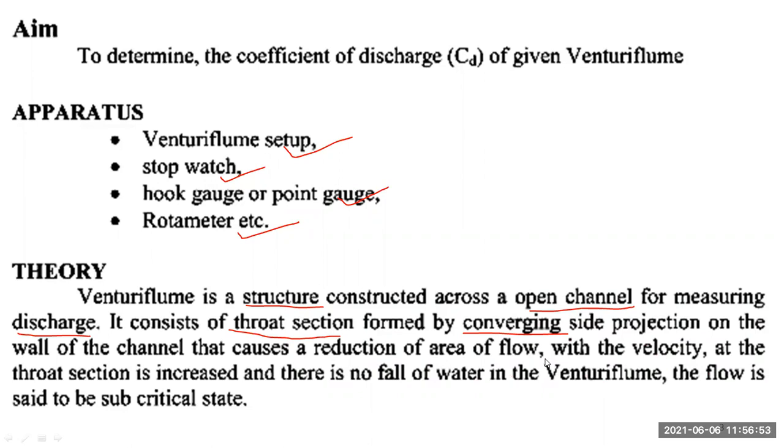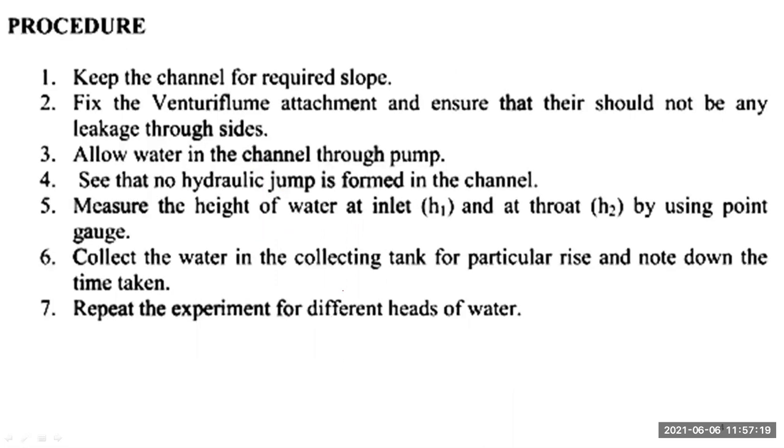So based on the Froude number, we are going to classify the flow as critical, subcritical and supercritical. So if the Froude number is less than 1, then it is called subcritical. If it is equal to 1, it is called critical. And if it is greater than 1, it is called supercritical flow. So whatever water flows through the Venturi flume, the flow is a subcritical flow. And so let us see the procedure now.